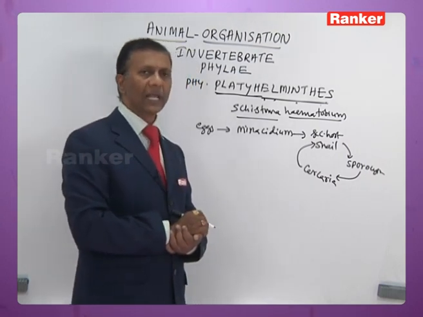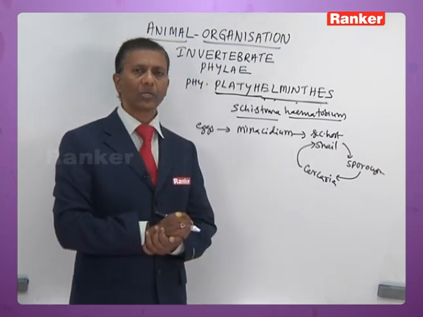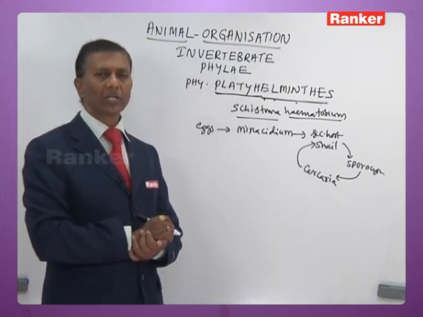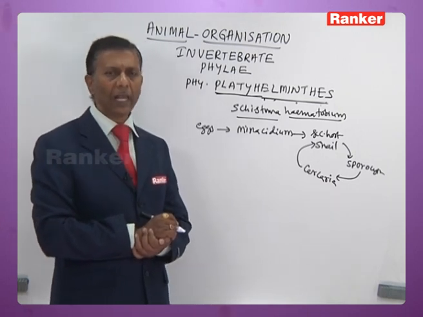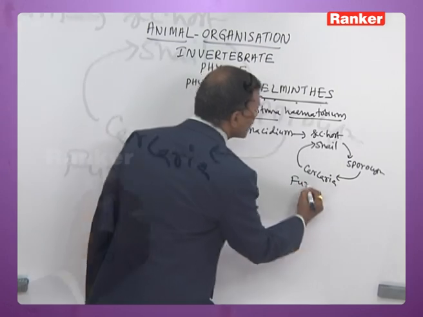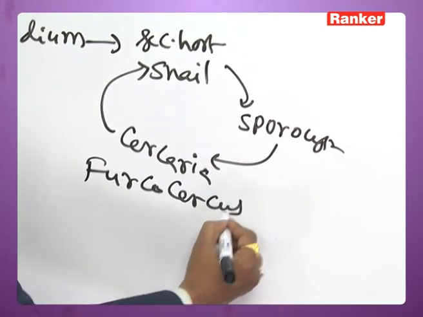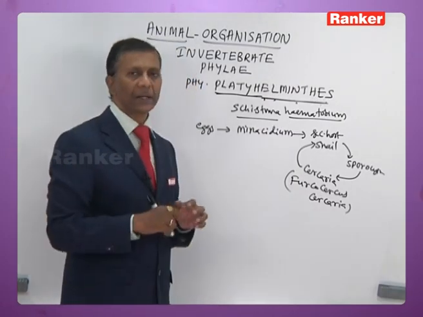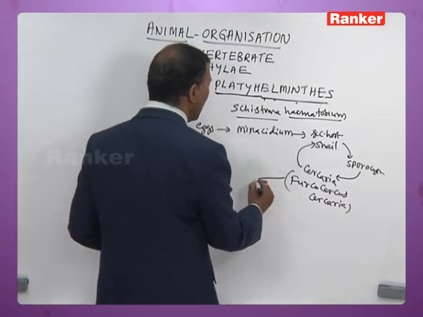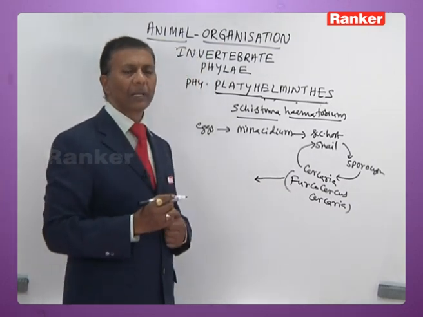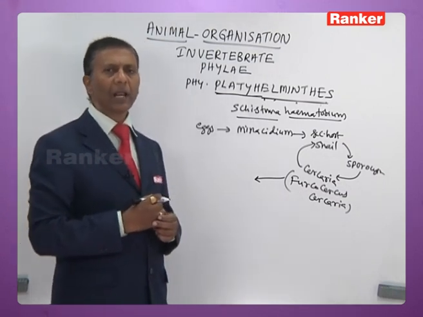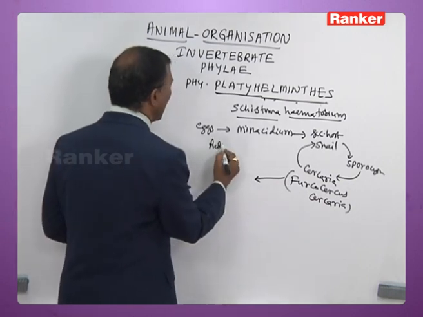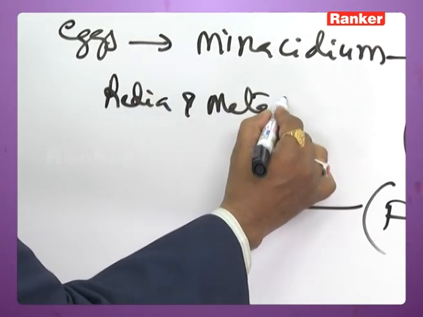So within the snail, the miracidium larva transforms into sporocyst. The sporocyst in turn transforms into cercaria. The cercaria of Schistosoma is provided with a forked tail. That's why it is called furcocercous cercaria. Now this furcocercous cercaria, that is forked cercaria, comes out of the snail and swims in water in search of the primary host, human being. In the life cycle of Schistosoma, the two larvae are absent, that is redia and metacercaria.